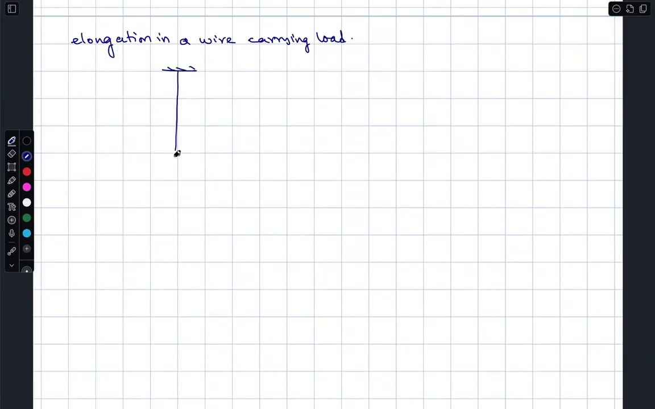In this case, this is some wire, mass negligible, carrying a load M. The tension in the wire is mg, and A is the cross-sectional area of the wire. Stress is F by A, strain is stress by Young's modulus. We know this.